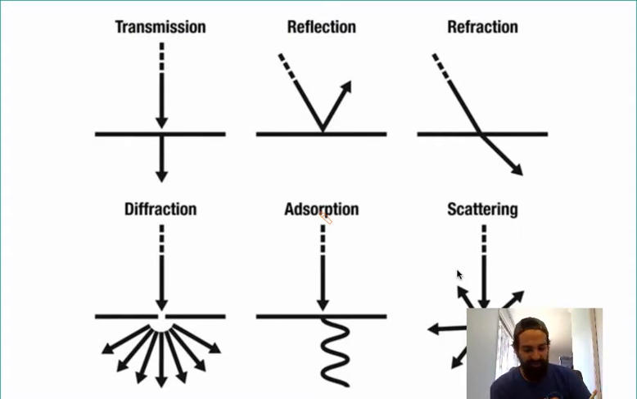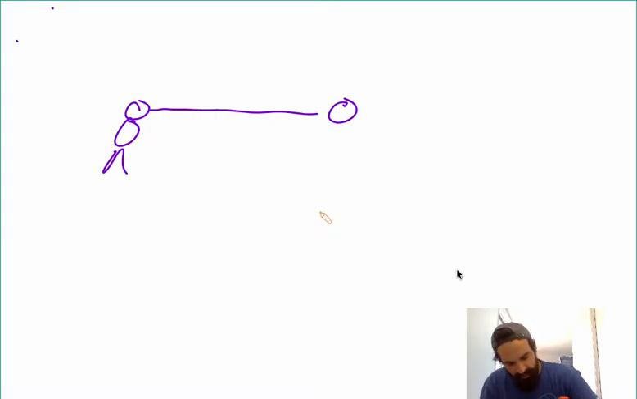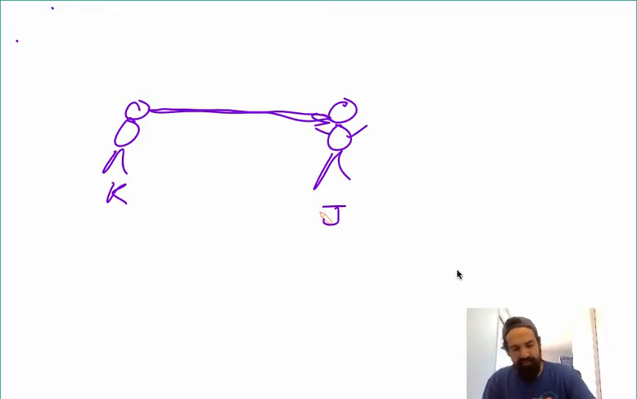So let's take a look at a couple of key terms. First of all, we need to discuss how light works. Number one, you don't see anything. So let's say you're here and I'm here. You don't see me ever.